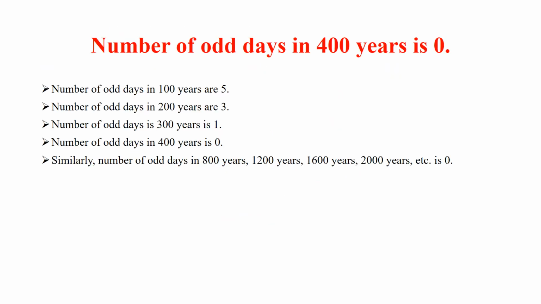Try to remember this. That is, the number of odd days in a period of 100 years is 5. The number of odd days in a period of 200 years is 3. And the number of odd days in a period of 300 years is 1. And the number of odd days in a period of 400 years is 0. The mnemonic is 5, 3, 1, 0.